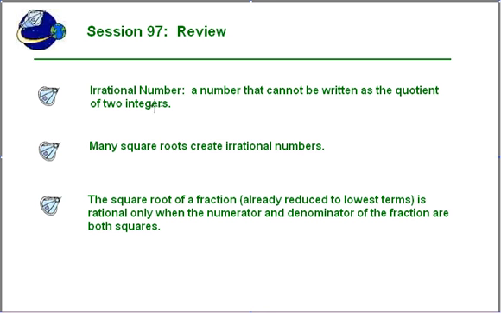Review time. Irrational numbers are numbers that cannot be written as the quotient of two integers. Many square roots create irrational numbers. And then the square root of a fraction that's already been reduced to its lowest terms is rational only when the numerator and the denominator of the fraction are both squares. That'll finish up session 97 on irrational numbers.